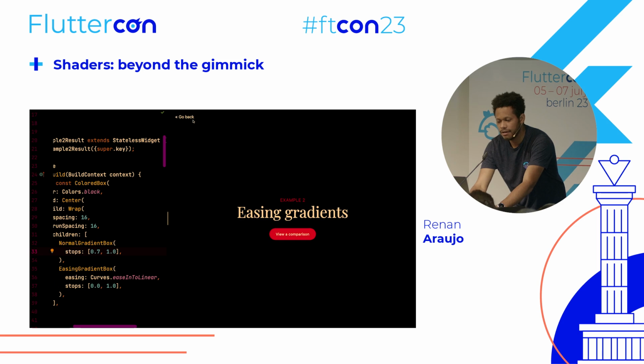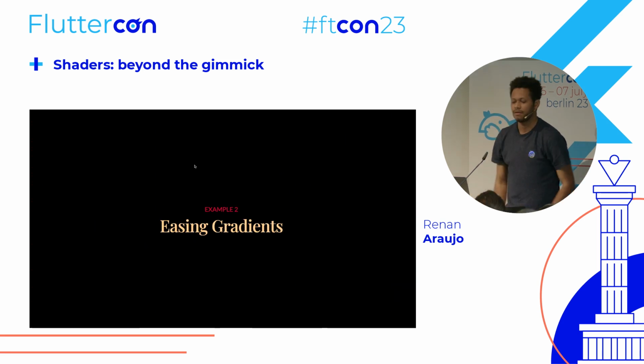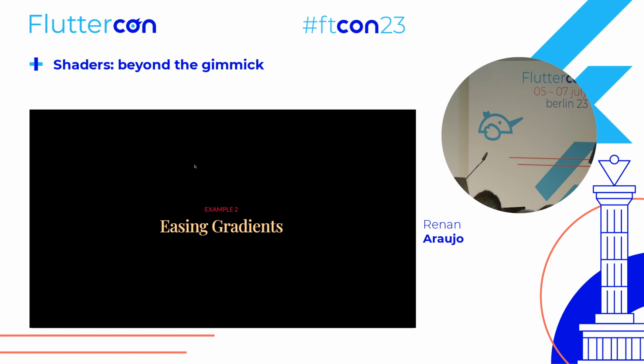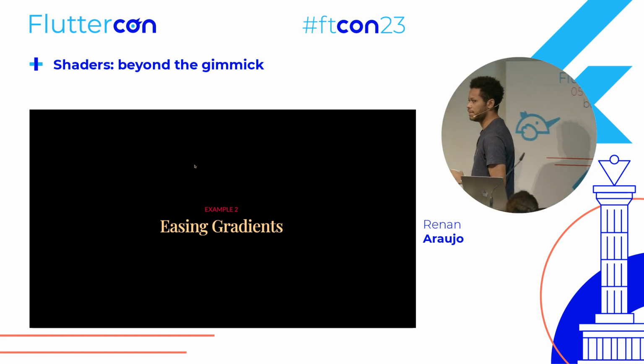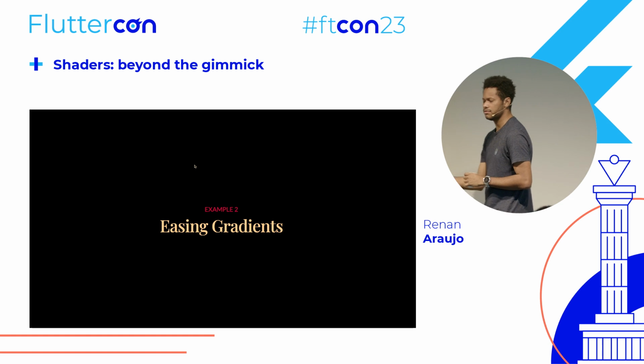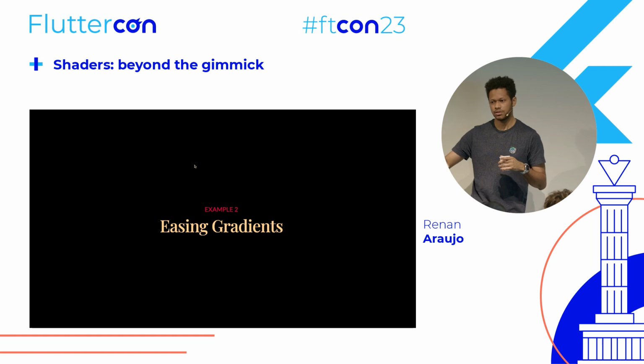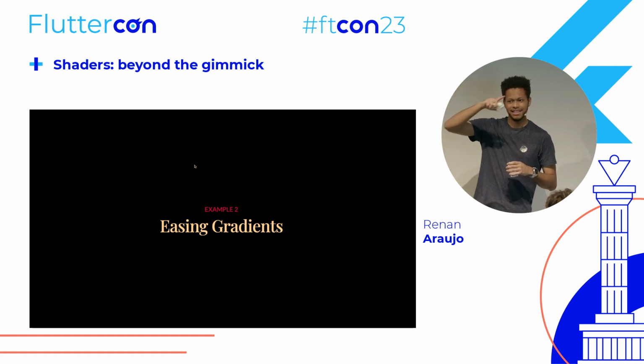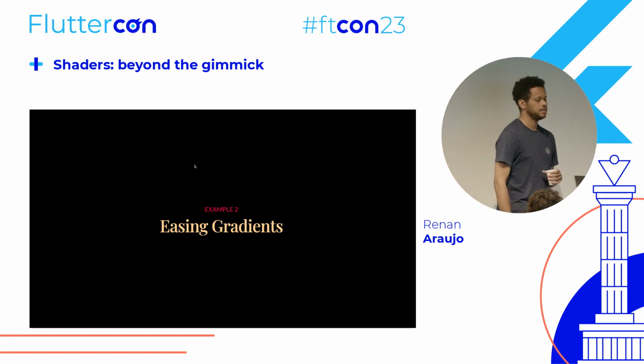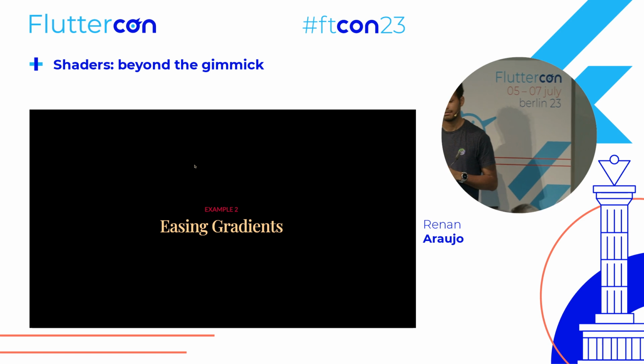So we have our second example. We can use easing gradients now on Flutter, and I don't know many platforms that support that. Besides SwiftUI, I know that the web doesn't support easing gradients. You can try to replicate that with multiple stops, but it's always linear between stops. So yeah, it's quite interesting.